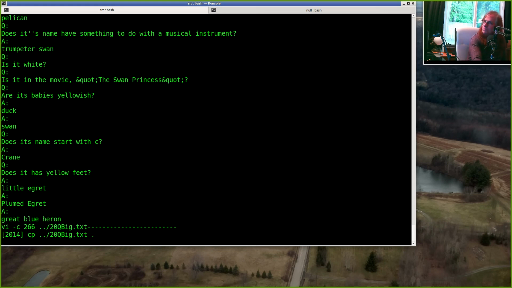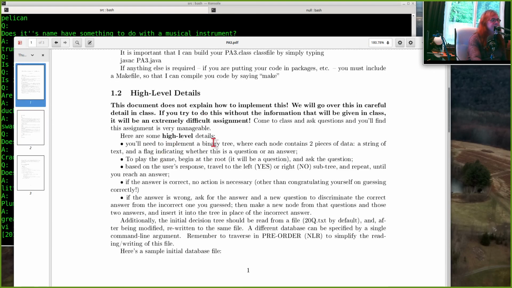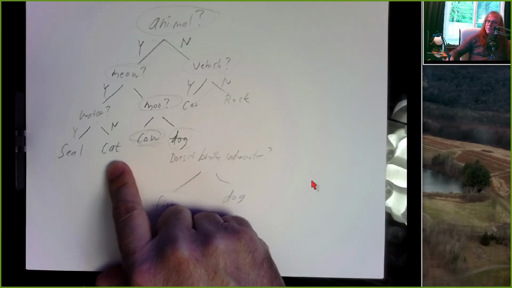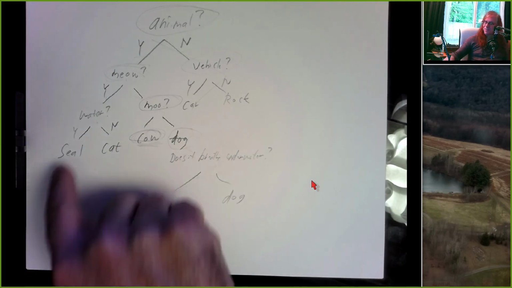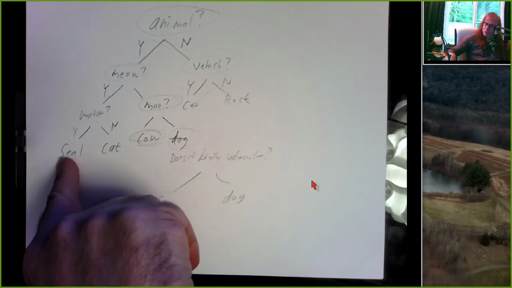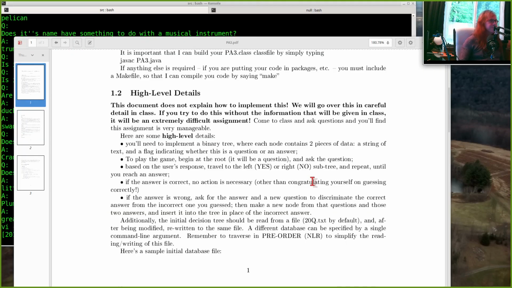All right, so continuing here. You'll need to implement a binary tree where each node contains two pieces of data, a string of text and some sort of flag telling you whether this is a question or an answer. And really, an answer node is simply a node that's a leaf. So you could simply look to see if your children are both null, and if they are, you know you're an answer node. Or you can put a flag in each node saying question or answer. It's up to you, but ultimately you need both pieces of information. You need to know what the string in a node is, so it's basically a tree of nodes, and you need to know if it's got any children.